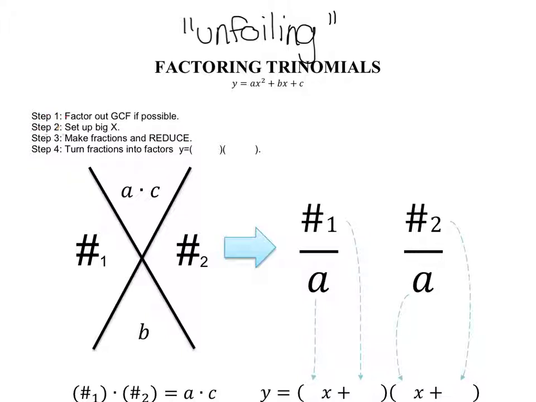So step 1 is to factor out the greatest common factor, GCF, if possible. So if there's a common 2 in all the terms, bring a 2 out to the front first. The next thing to do is set up our big X. So that's this right here. And to do that, we're going to take A times C and put it in the top triangle. So A times C, whatever those numbers are. And then you take B and put it in the bottom triangle.